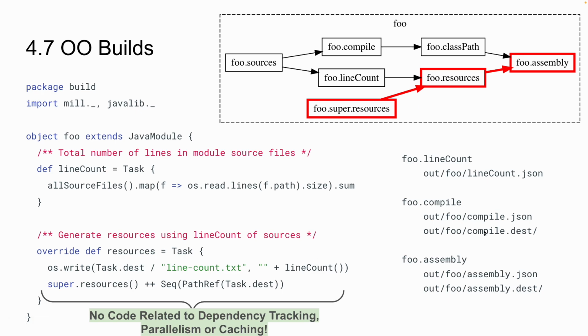Mill is able to do the caching and invalidation and parallelism completely on your behalf. You just write your build logic basically as exactly what you want to say in this object-oriented style with classes, methods, overrides, and supers.